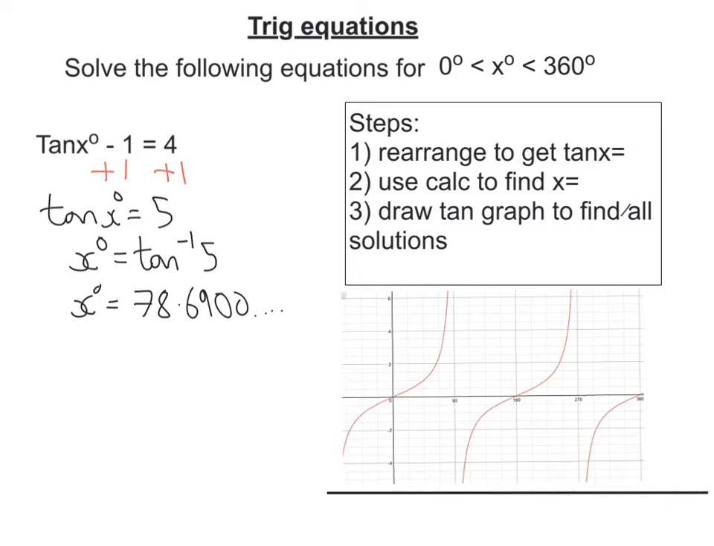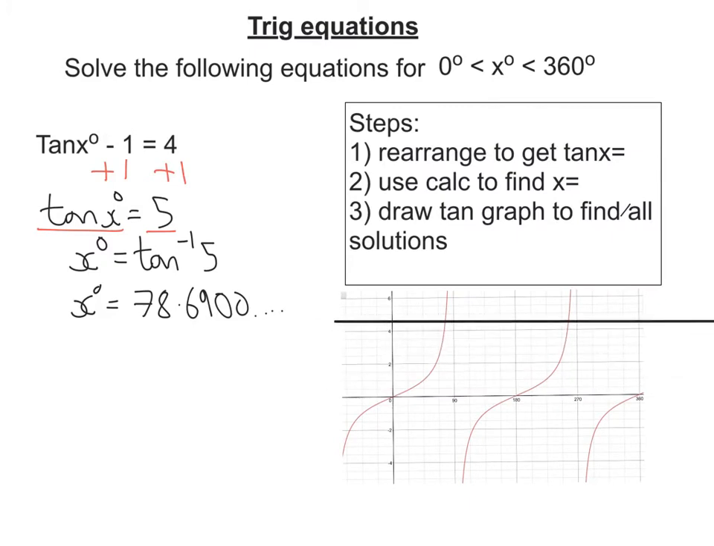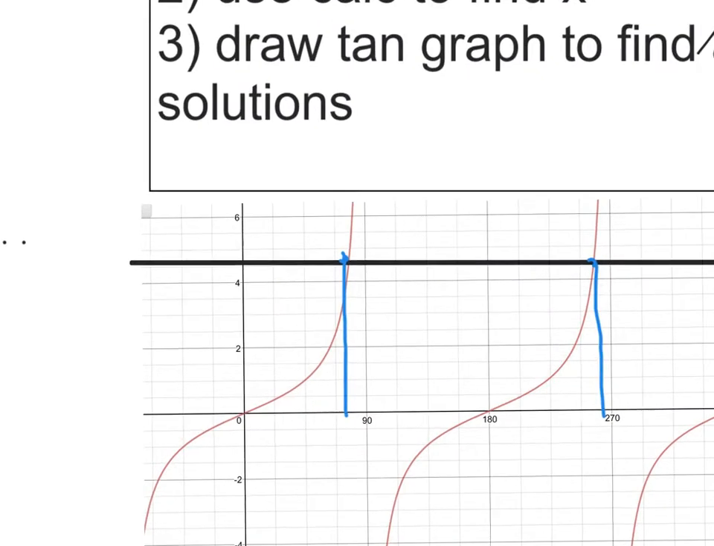So here's my tan graph, and really what I'm looking to find is when is tan x the height of 5. So I draw a horizontal line through roughly 5, so it's going to be there. Okay, so my two answers where it hits the tan graph are there and there between 0 and 360. So we've got an answer here and an answer about here. Okay, so let's zoom in to see what's happening.